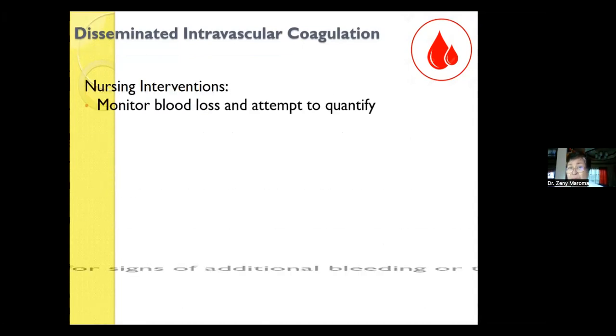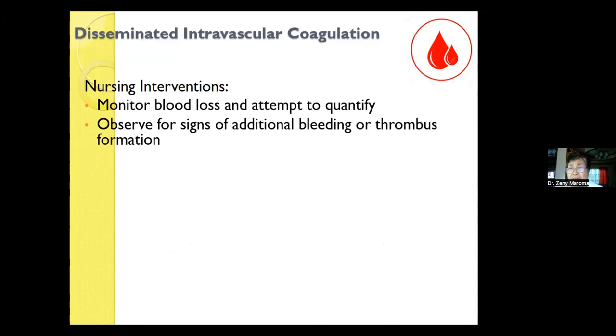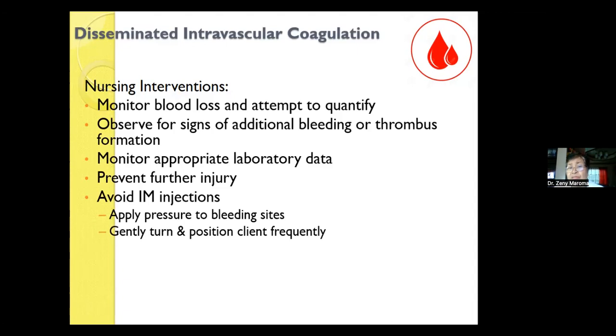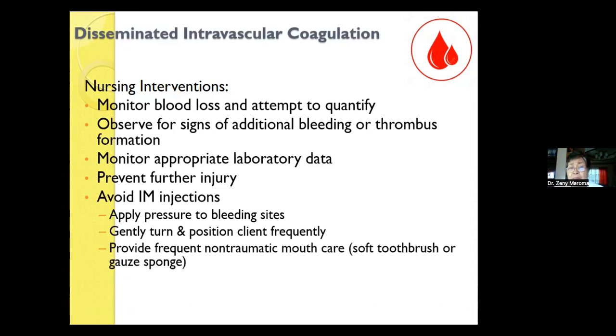So, monitor blood loss, nurse, and attempt to quantify, meaning monitor intake and output, observe for additional bleeding or thrombus formation, monitor appropriate laboratory data, prevent further injury, avoid IM injection, apply pressure to the bleeding site, gently turn and position client frequently, provide frequent non-traumatic mouth care by the use of soft toothbrush or gauze sponge, provide emotional support to the client and significant others.